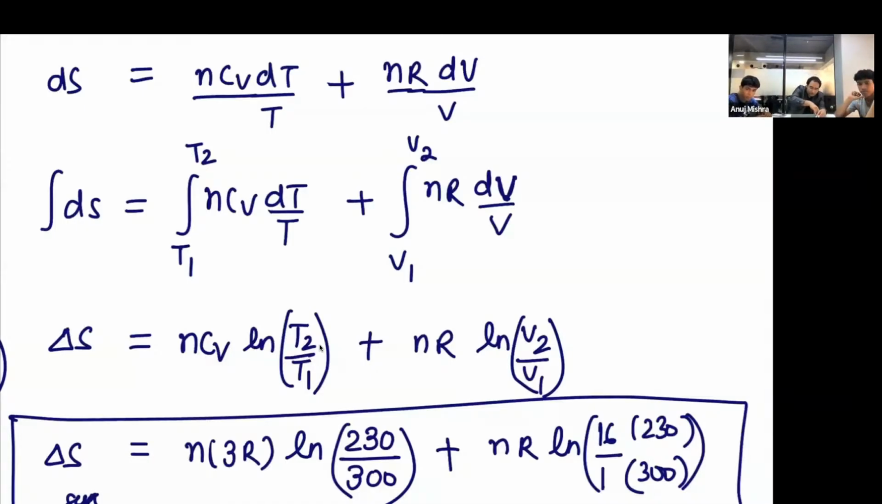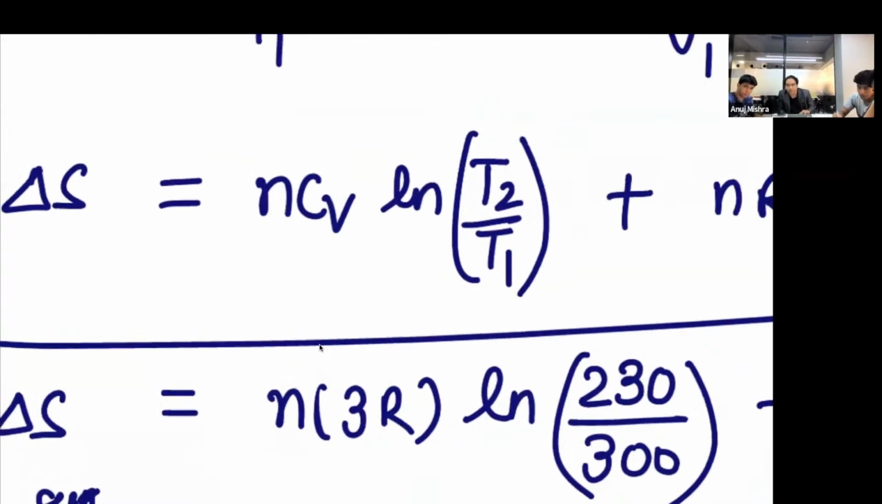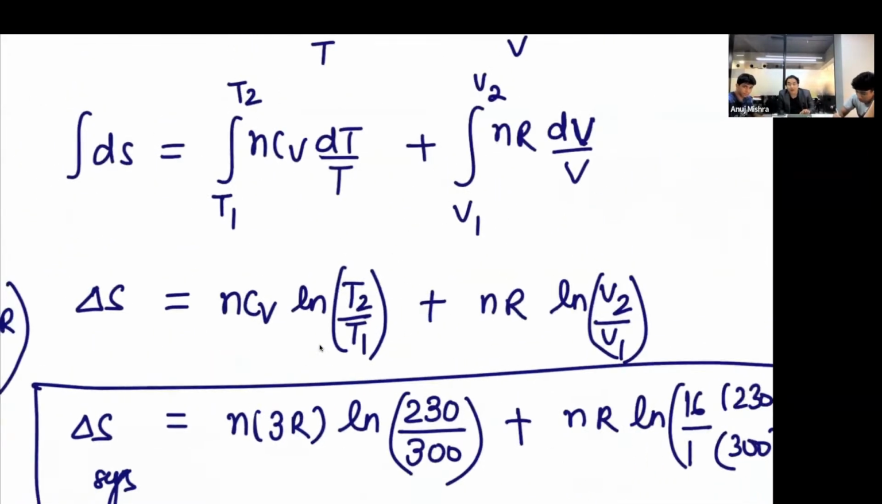So you can put values. It becomes 3 NR ln 230 by 300. देखो 230 क्यों लिखा मैंने? Because T2 is 230. And what is T1? Check this part first. T1 was 300. Correct? Is that okay? Second side, NR ln V2 by V1.